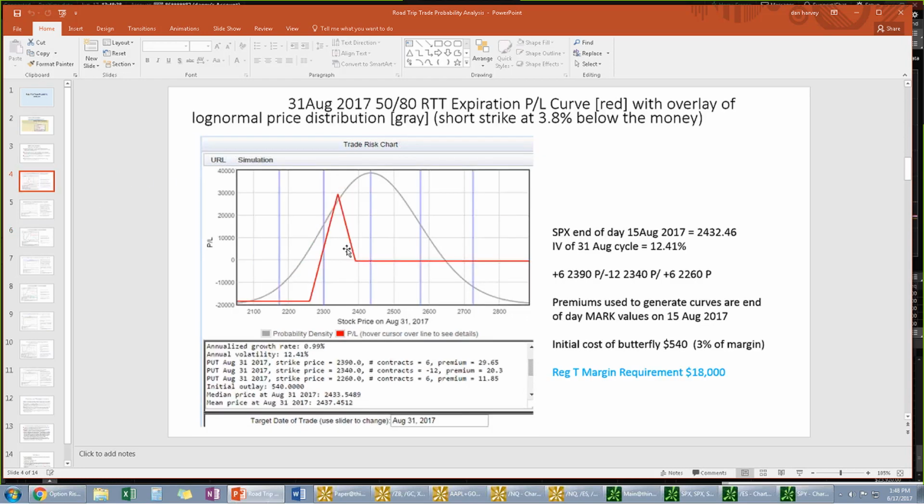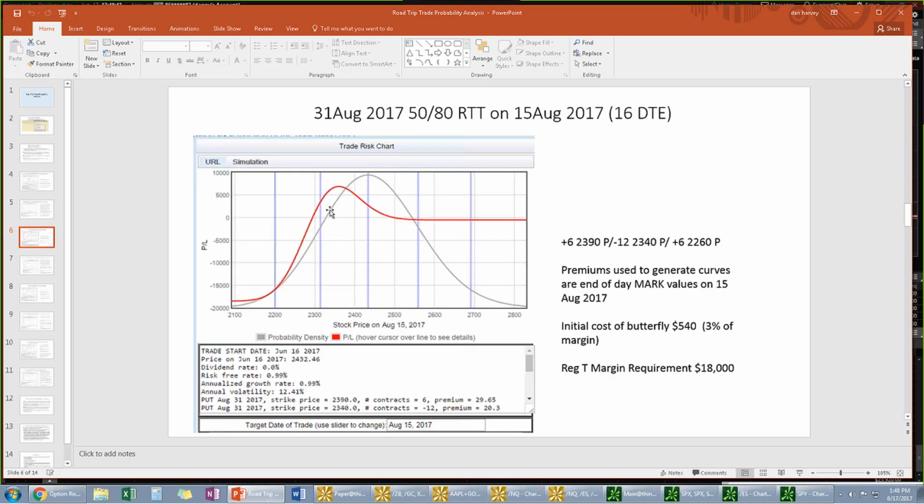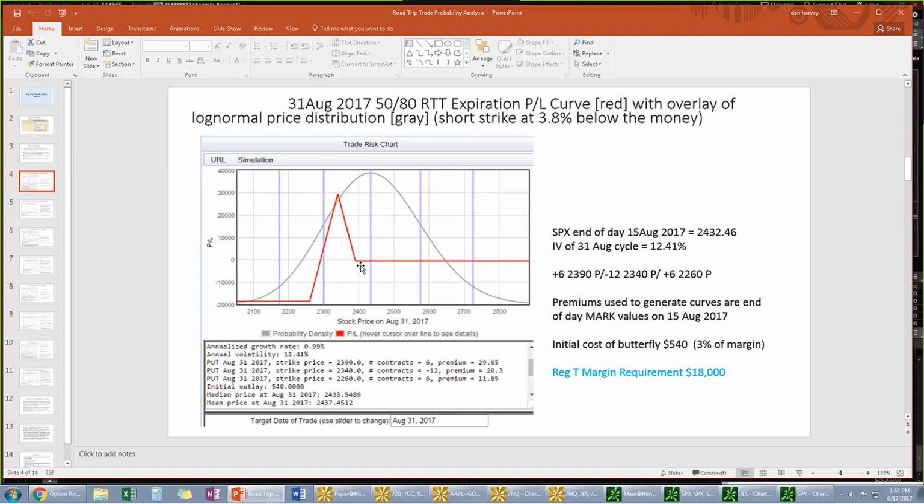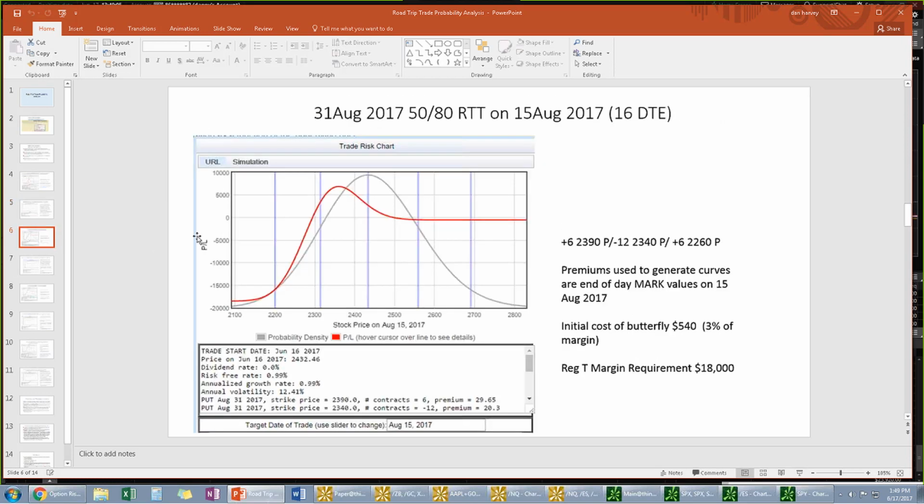So I'll go back and check this one. See, it's sitting inside here. Now we have this area sitting outside. And also we have a range over here where we're making money. If you go back to the expiration curve, slightly on the right side, we never make any money. But now we are making money. And this is going to really improve the performance.